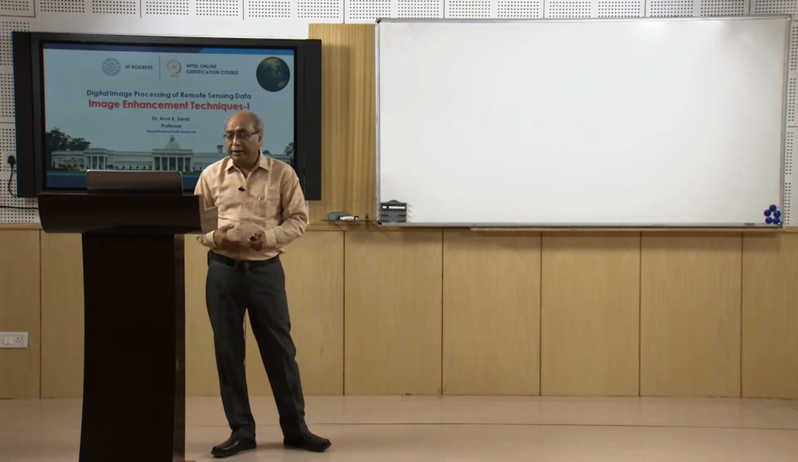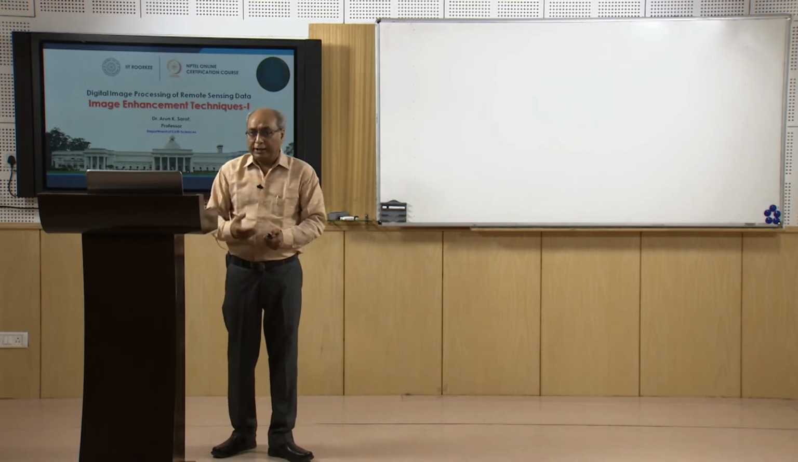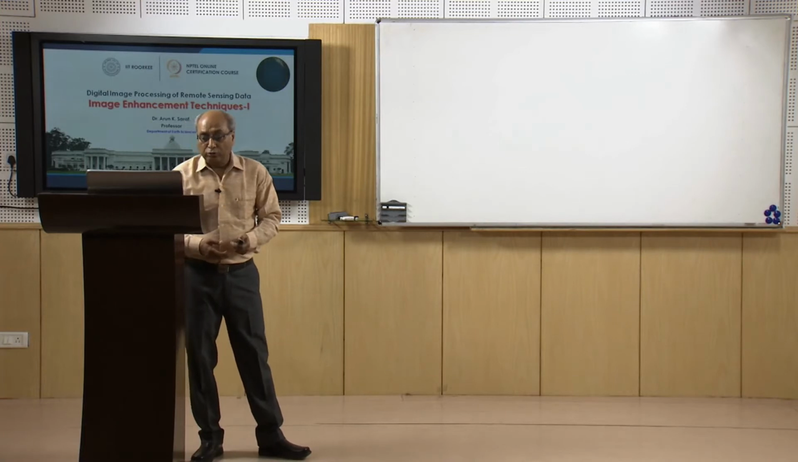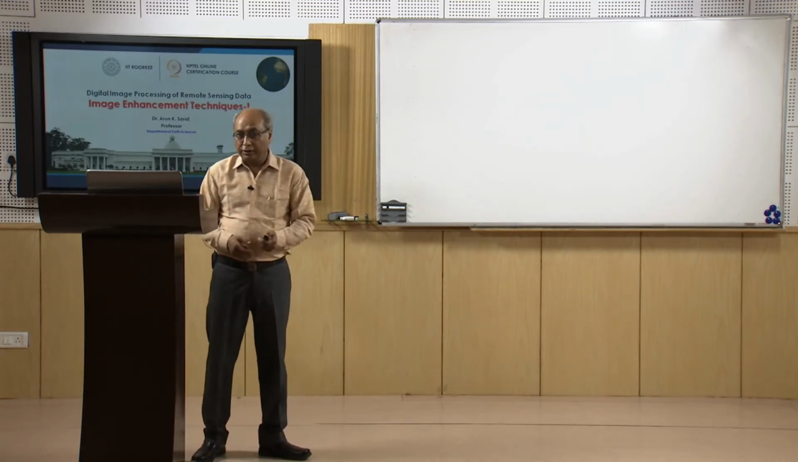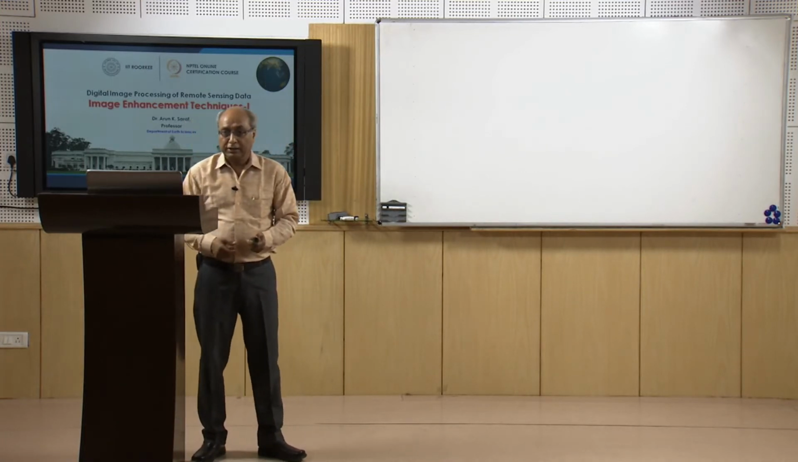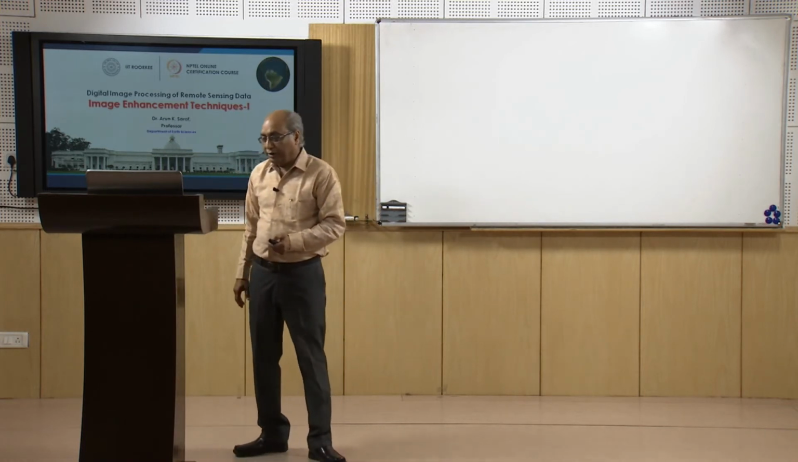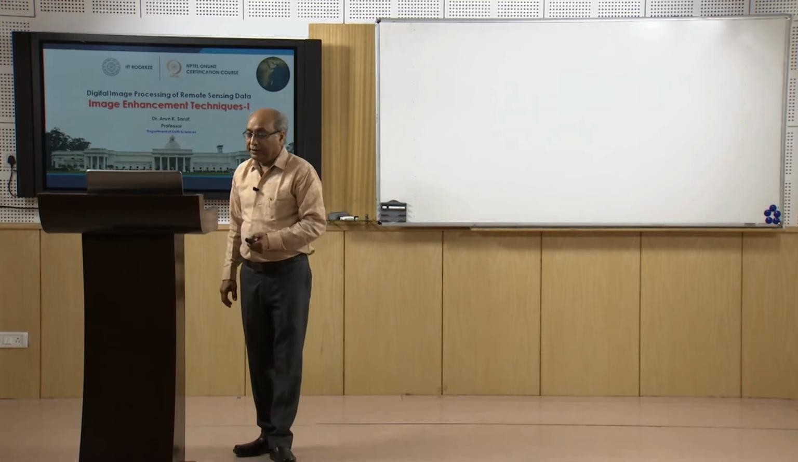Now the data may have problems because of the atmosphere, which is present between the satellite and the earth, and there may be atmospheric scattering, absorption, and clouds in between. To some extent clouds can also be removed, but there is always a trade-off while removing the clouds. So that's a different discussion, we will not go into that detail.